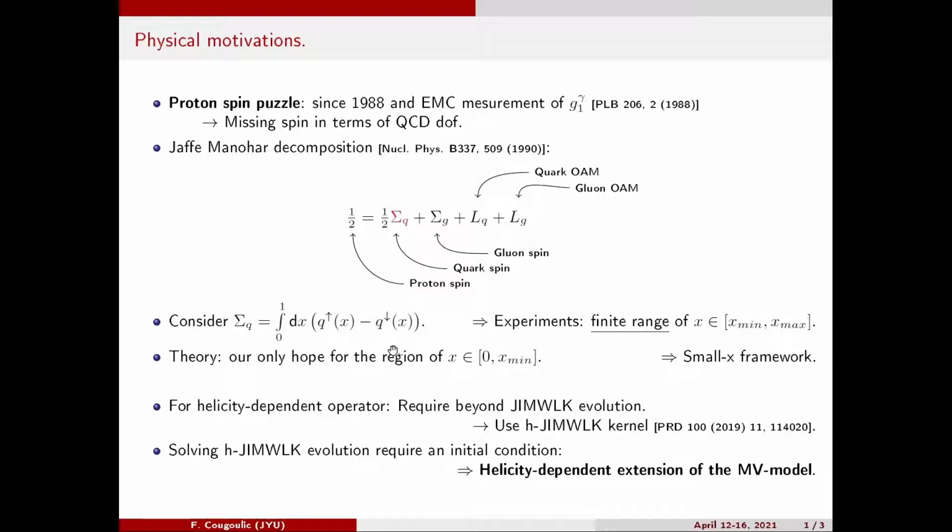This motivates the use of the small x framework to explore this possibility. In the usual unpolarized case, one can use the JIMWLK evolution to estimate the small x behavior of operators. For helicity-dependent operators, one should use the helicity JIMWLK equation written by Yuri and I to estimate their small x behavior. In a similar fashion to the JIMWLK case, an initial condition is needed. This is the purpose of this project: to extend the MV model for helicity-dependent operators.